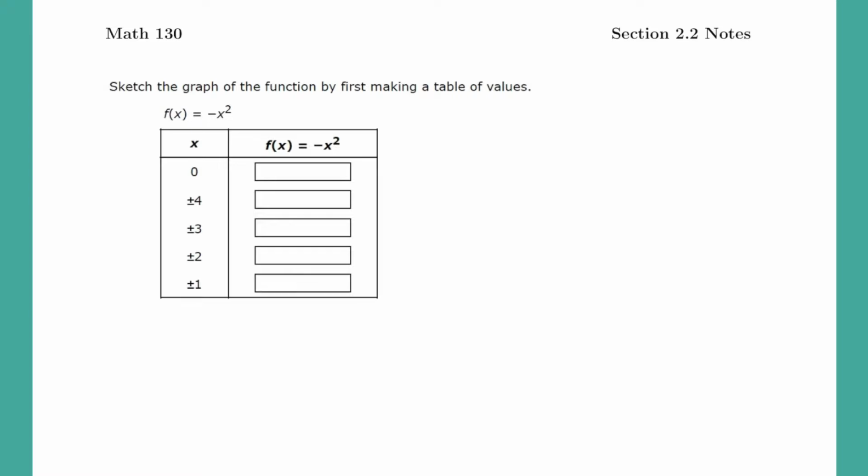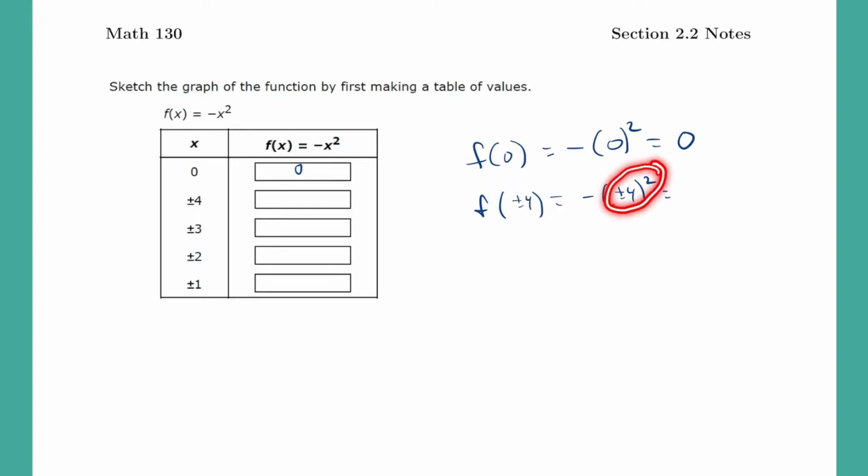We want to sketch this graph by making a table first. So it's negative x squared. Let's plug in these values into our function. The first one is f of 0, which would be negative 0 squared, which is 0. The next one would be plus or minus 4. Notice they group the plus and the minus together because when you square a number, it's going to be positive. So this would become positive 16, but then you got that negative, so that's negative 16.